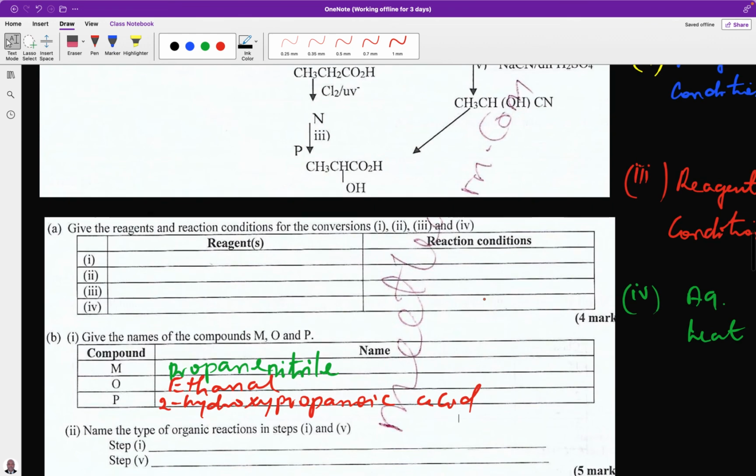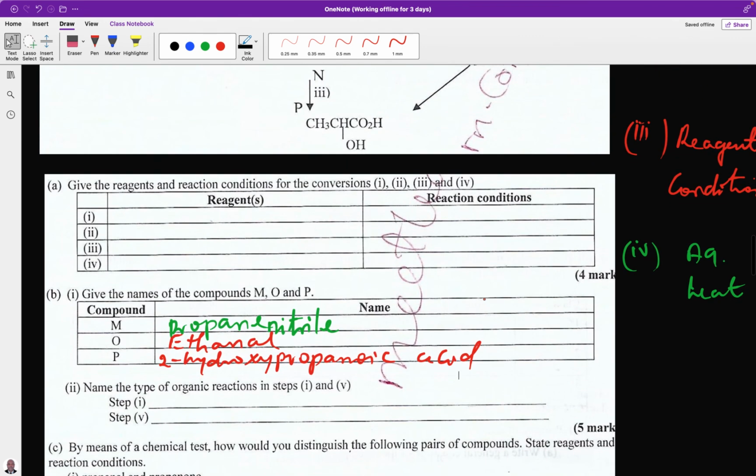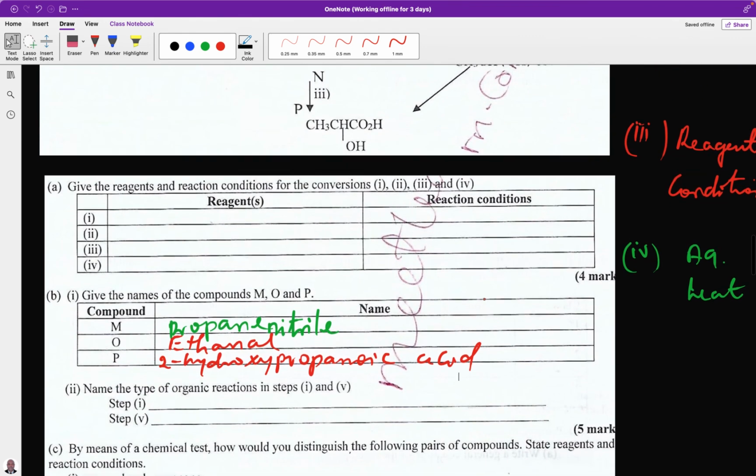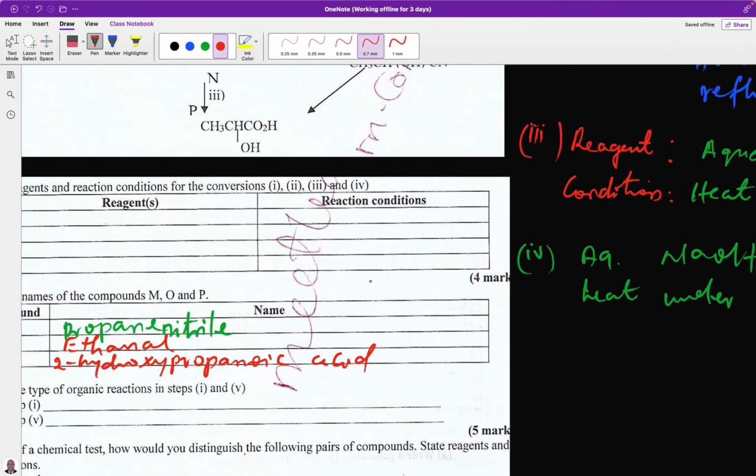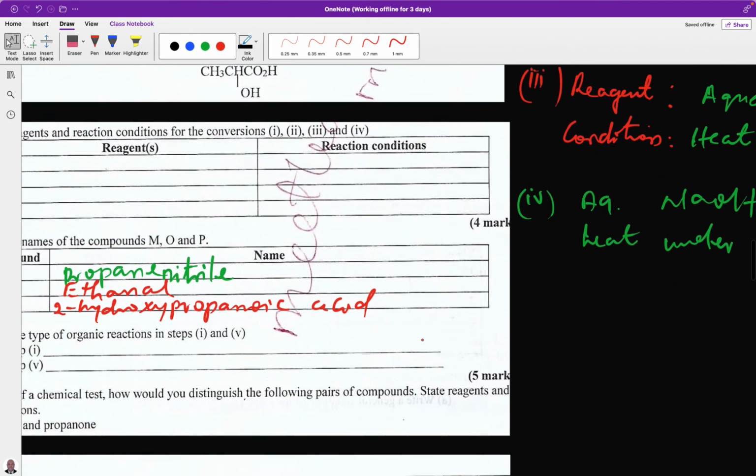It is hydrolyzed to the corresponding acid. We call it 2-hydroxypropanoic acid. I showed a diagram here that this acid has 4 different groups, resulting in a chiral carbon atom.